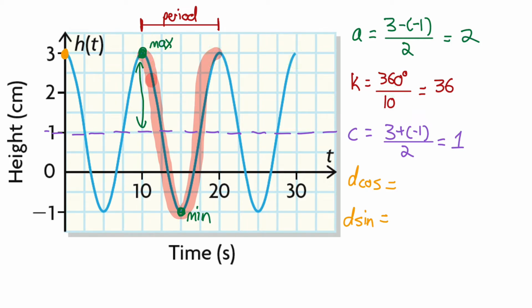We can use the x-coordinate of any of those maximum points. Typically, we use the one closest to the y-axis, so I'll use this one here, which has an x-coordinate of 0. So the d value for cosine is 0.